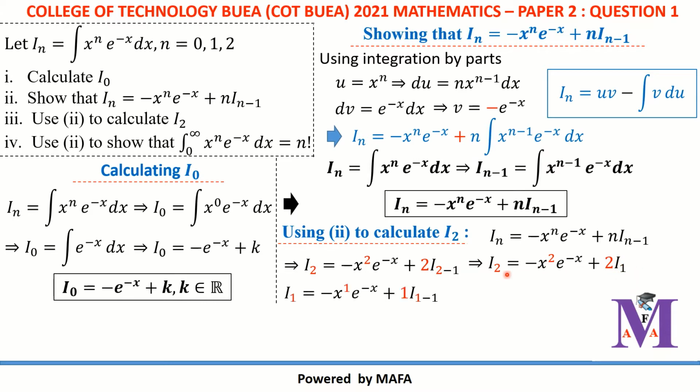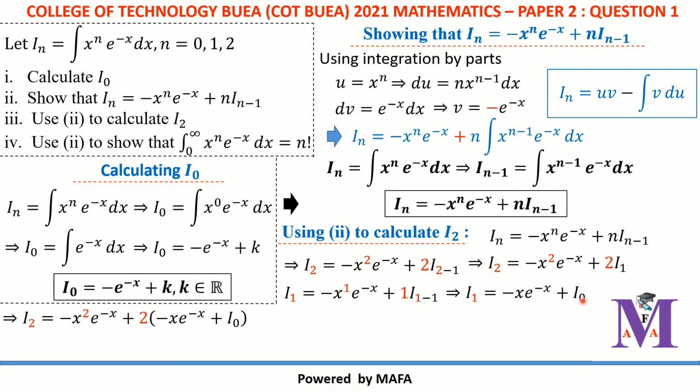Now we need to get the value of I1. So we do the same thing. I1 is just replacing n with 1 anywhere we see n in the expression of I of n. So I1 is equal to negative x to the power 1 e to the negative x plus 1 times I of 1 minus 1. But 1 minus 1 is 0, 1 times I0 is I0, and x raised to the power 1 is the same as x. Alright, so it means my I1 is just negative x e to the negative x plus I0.